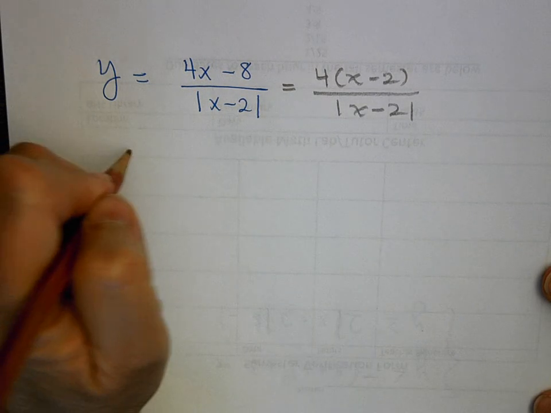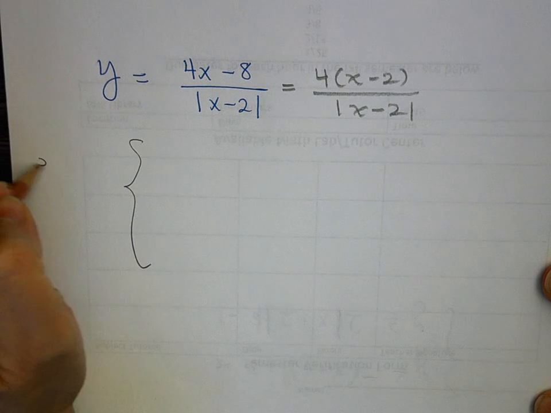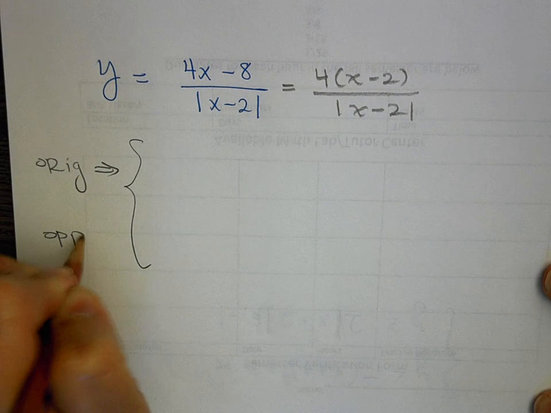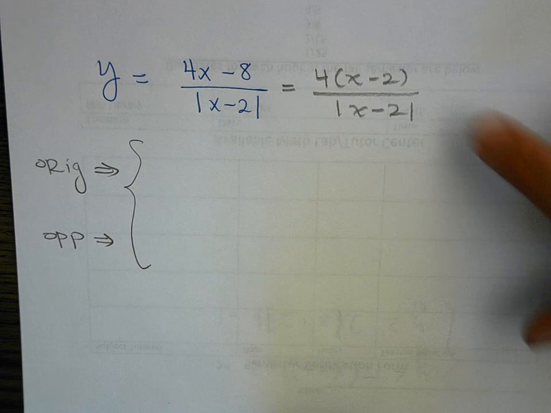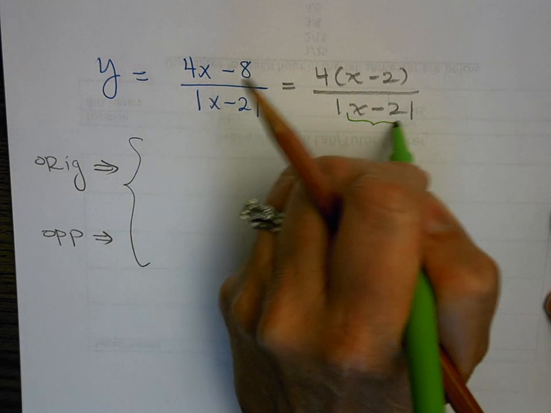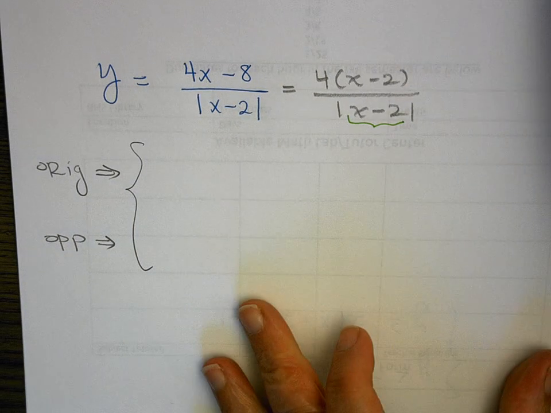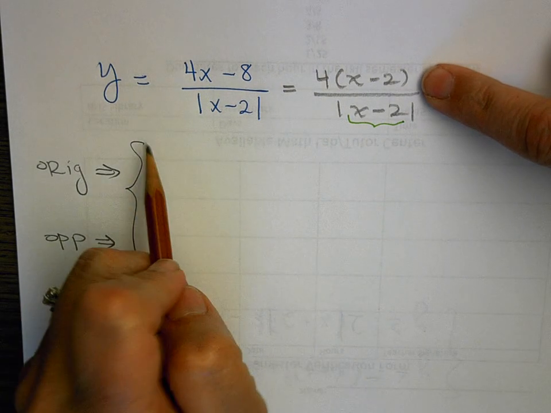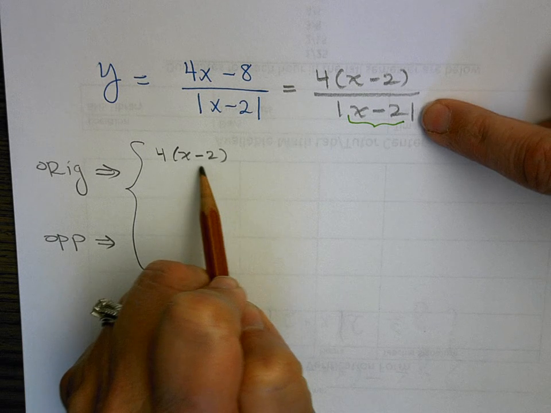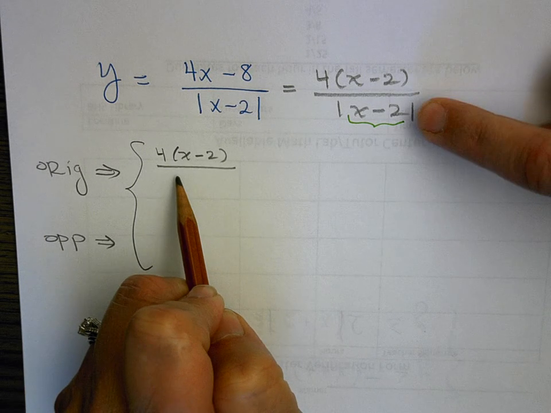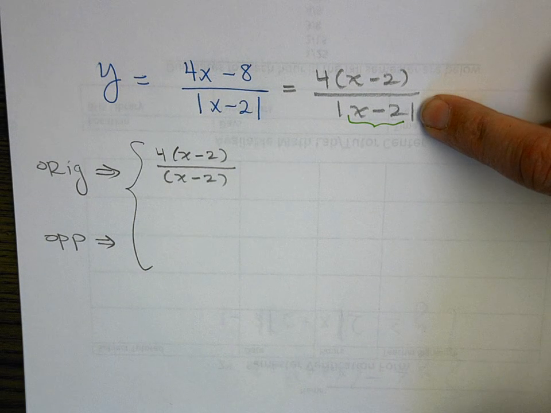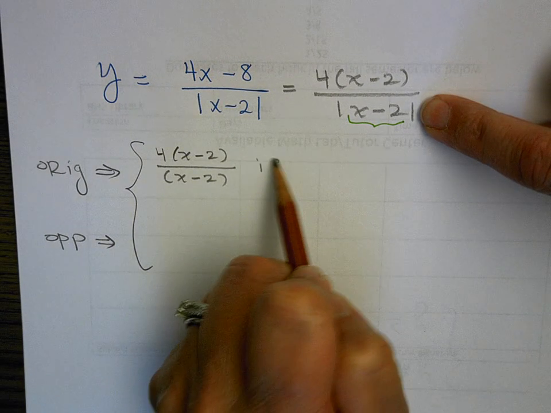So we're going to do my piecewise. So remember, this is my original on top and opposite on the bottom. So again, when we're talking original and opposite, we're only talking about the absolute value. So right here, this is 4 and then x minus 2. And original here is going to be exactly that. So this will be original. And this will only be true if that was positive.